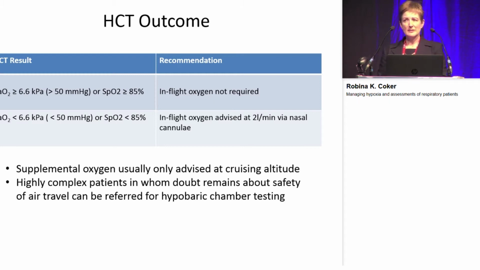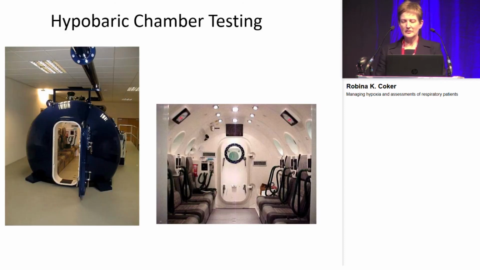We usually only advise supplemental oxygen at cruising altitude. And if you have a very highly complex patient, say somebody with a very large bulla or who has lots of problems on short flights, if you're still worried, you can refer the patient for hypobaric chamber testing. This is obviously the gold standard, but not usually available. This shows you a hypobaric chamber at RAF Henlow. So there are facilities where you can do this, and this is obviously done for military aircrew. But this does reproduce the hypobaric environment and is therefore much more accurate because it's not making any assumptions about 15% oxygen.